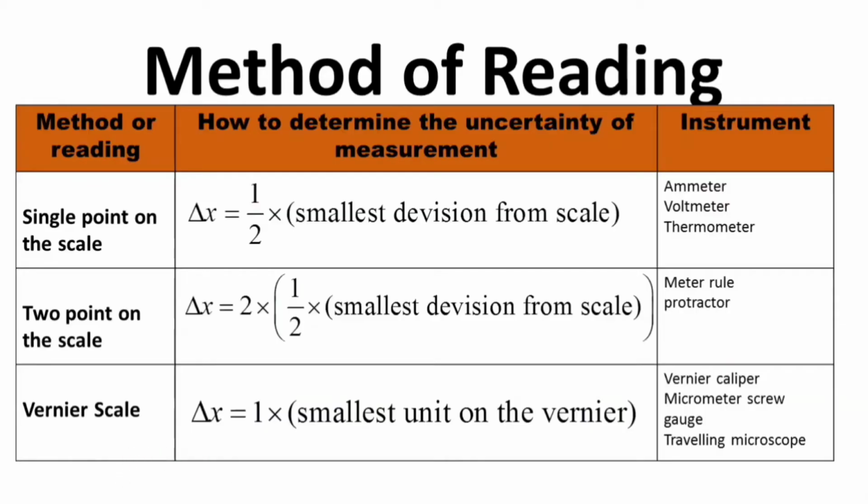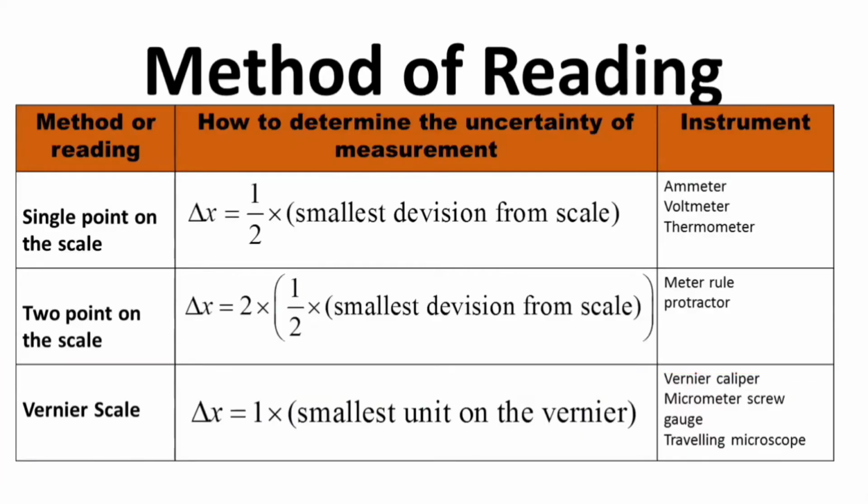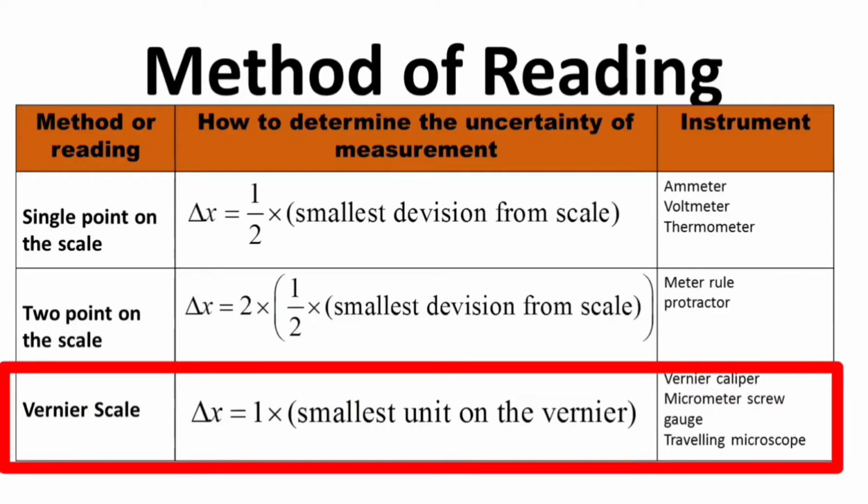Finally, we have vernier scale. The uncertainty is going to be the smallest unit on vernier. Examples of the instrument are vernier caliper, micrometer screw gauge, and traveling microscope.